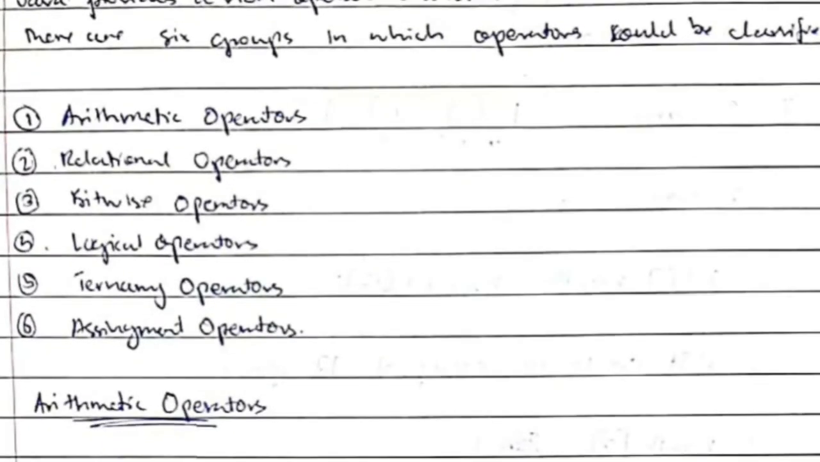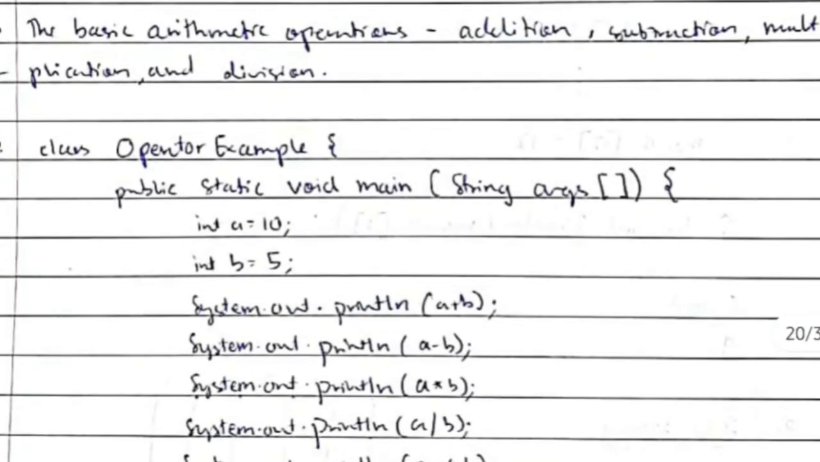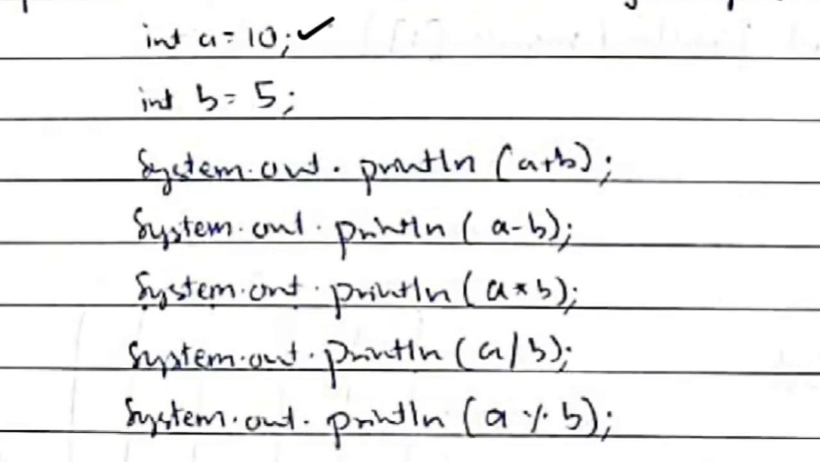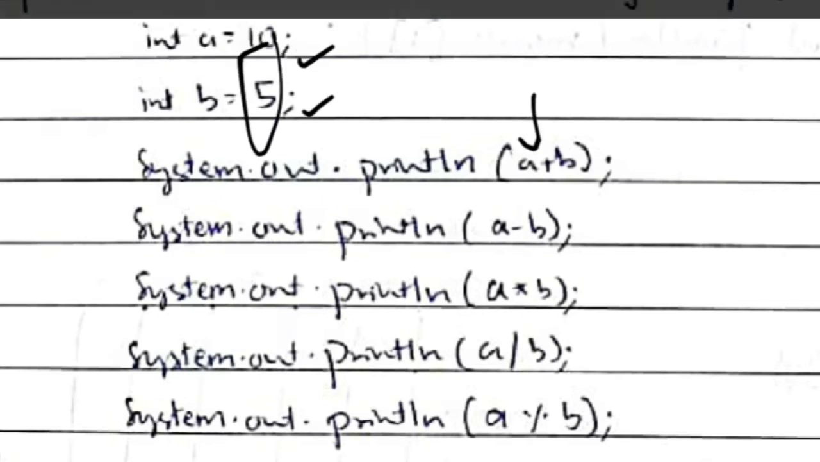Okay, let's talk about the first one, which is arithmetic operators. In arithmetic operators, the operators are used to perform addition, subtraction, multiplication, division, and the modulus operator, which is used to find the remainder. Let's see how it works. In the void main I have defined two variables, a as 10 and b as 5. If I output a plus b, it will become 15. If I output a minus b, it will be 5. Like that we can perform all the arithmetic operations by using the operators plus, minus, into, divide, and modulus.